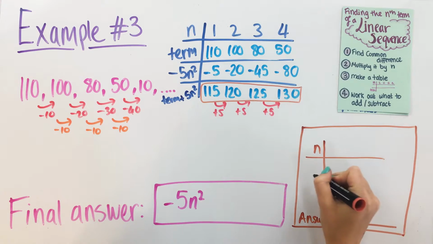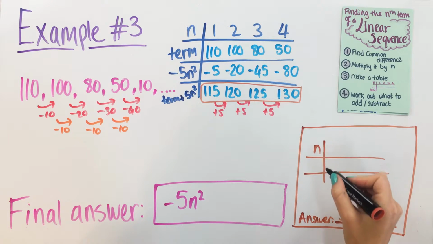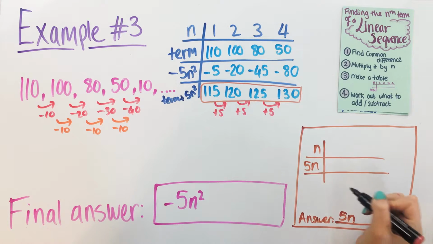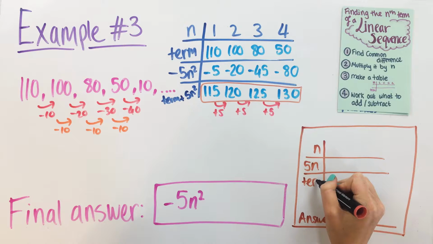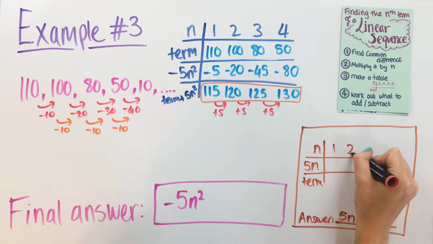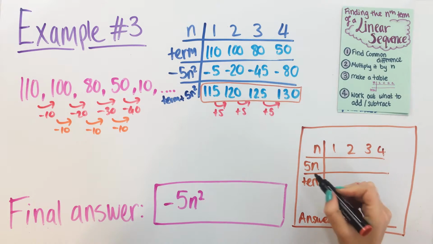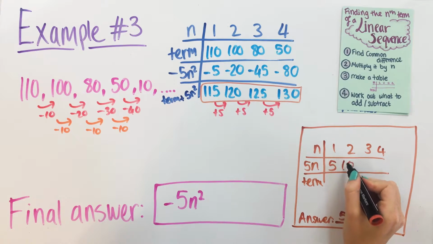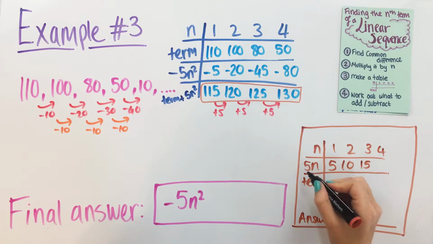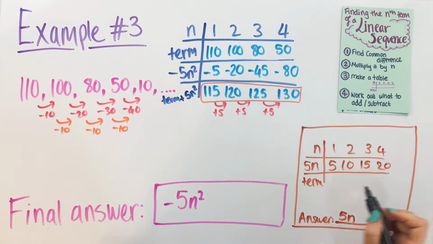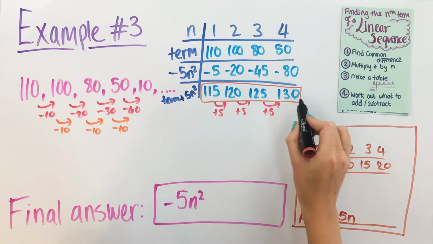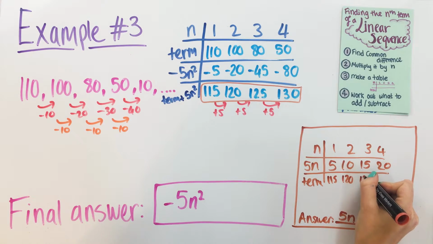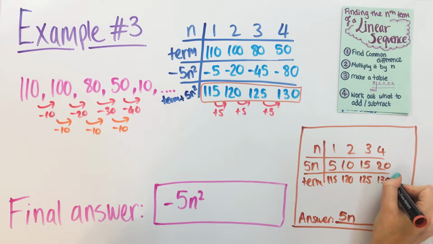So this table has 3 rows. We have n. Here we write the part of the answer we already have, so 5n. And then we write term. And here we write 1, 2, 3, 4. 5n, so 5 times 1 here is 5, 5 times 2 is 10, 5 times 3 is 15, and 5 times 4 is 20. And then we fill in the terms of this sequence here. So that's 115, 120, 125, and 130.